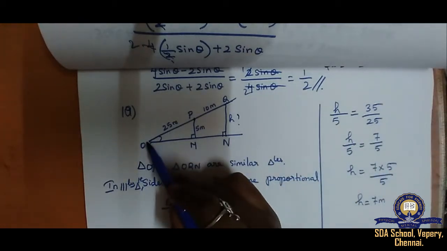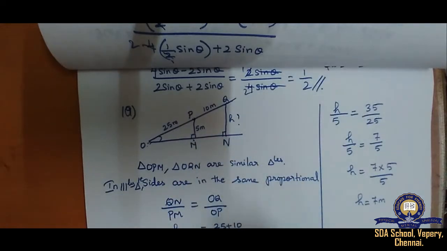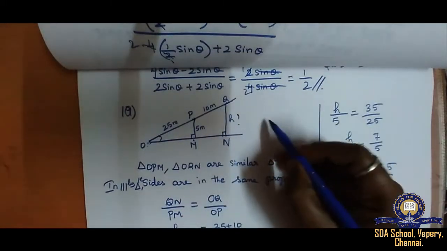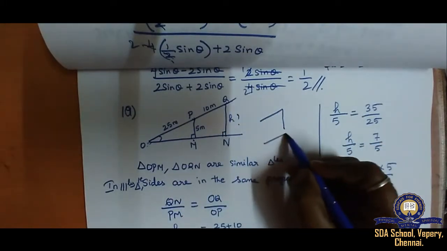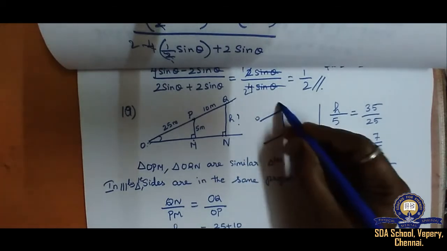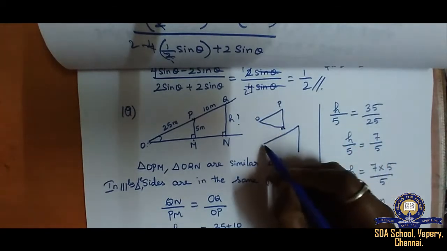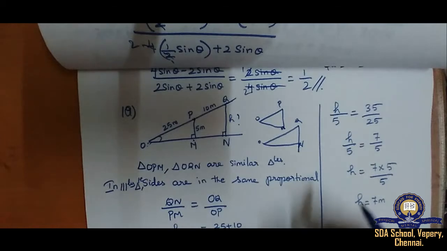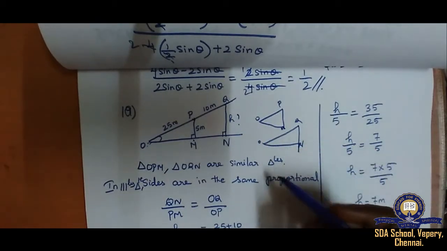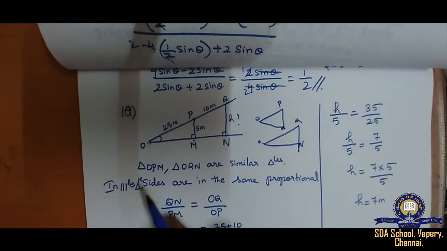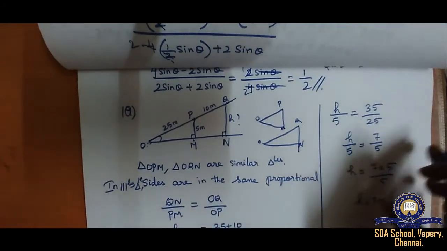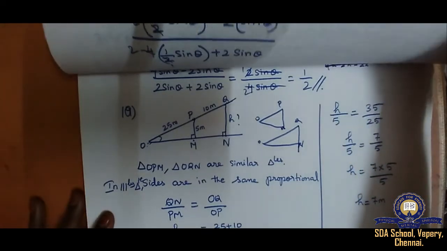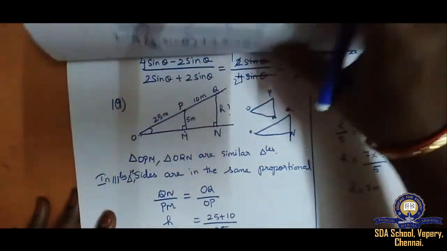See, triangle OPM and triangle OQN. OPM is one triangle, OQN is another triangle. Both are similar triangles. In similar triangles, sides are in the same proportion. So we can directly write, as QN is the only one we are supposed to find.